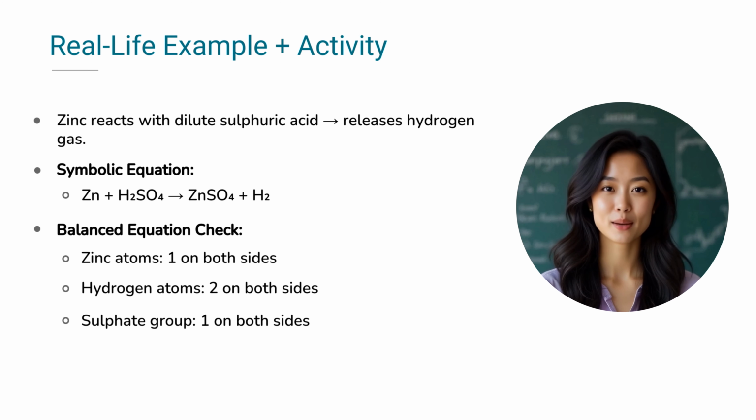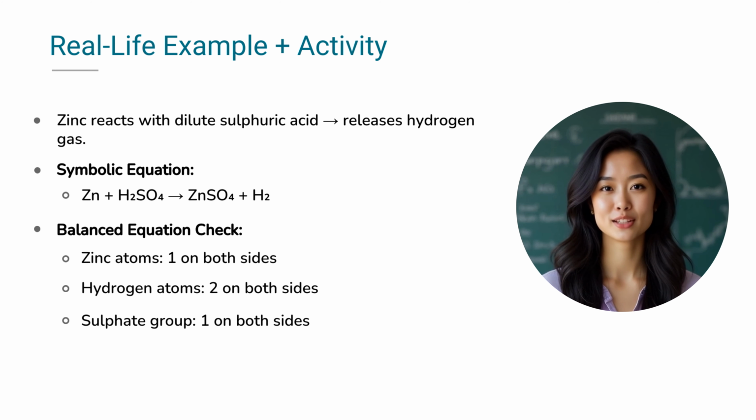Now let's bring chemistry out of the book and into real life with an exciting experiment. Take a strip of zinc metal and add a few drops of dilute sulfuric acid. What happens next? You'll see bubbles start to rise. That's hydrogen gas being released. Let's write this as a chemical reaction. Zinc plus sulfuric acid gives zinc sulfate and hydrogen gas.